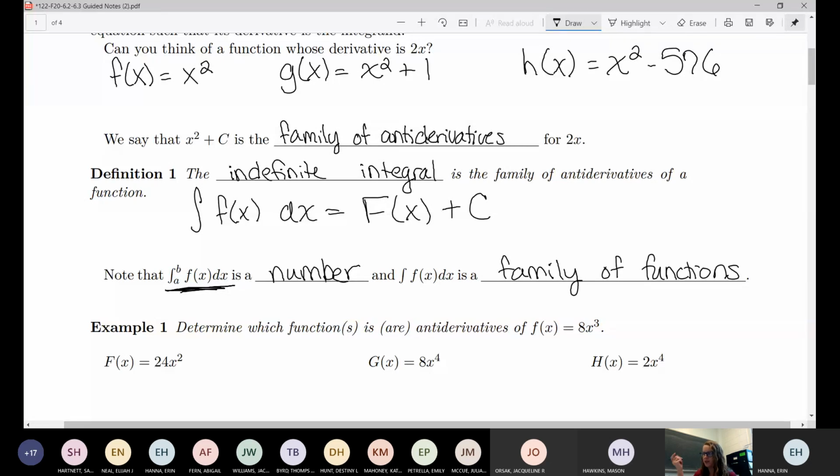It's a family because we have that plus c at the end, so it can be a bunch of different functions. Some calculators in life can do it, but you're not supposed to use the calculators that can. That's why your calculator can't do the indefinite integrals: it's not a number, it's a bunch of functions. So I'll wait a couple seconds before I move on.